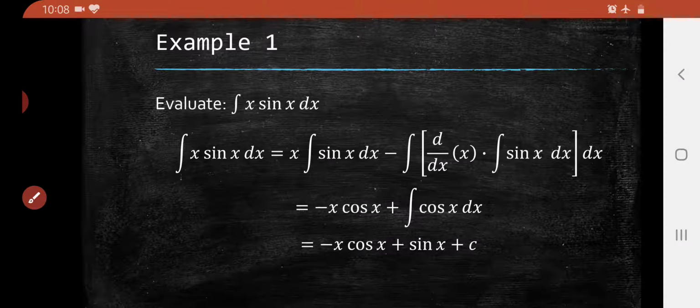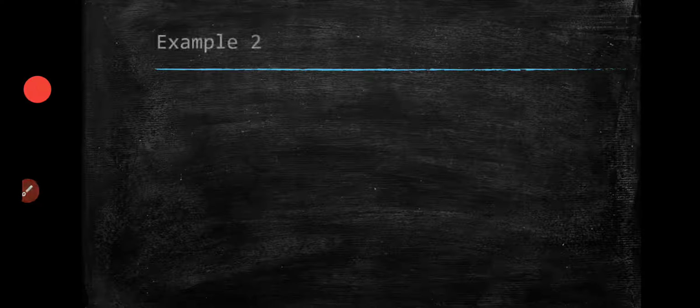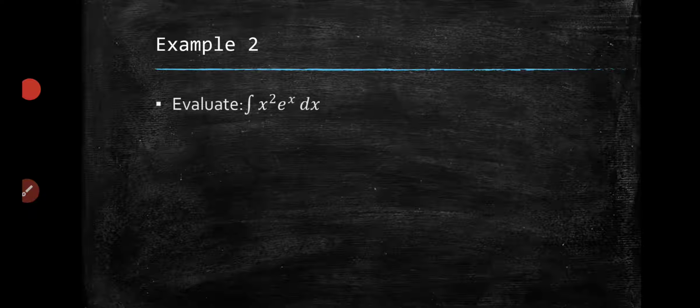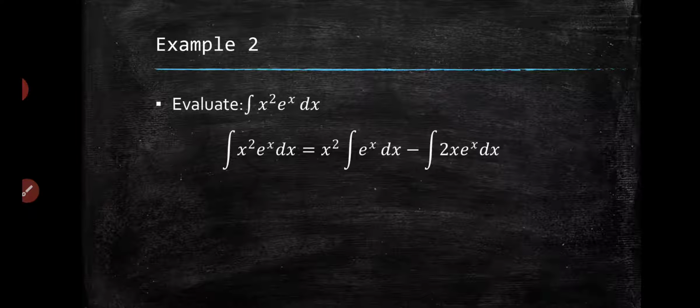Next, evaluate integration of x square e to the power x dx. To begin with, x square is algebraic and e to the power x is exponential, so we start off with e to the power x as the second function. If we do so, then this is what happens. x square comes out, integration of e to the power x dx, minus the derivative of x square, that is 2x, into integration of e to the power x, that is e to the power x only. So I have skipped that one step.